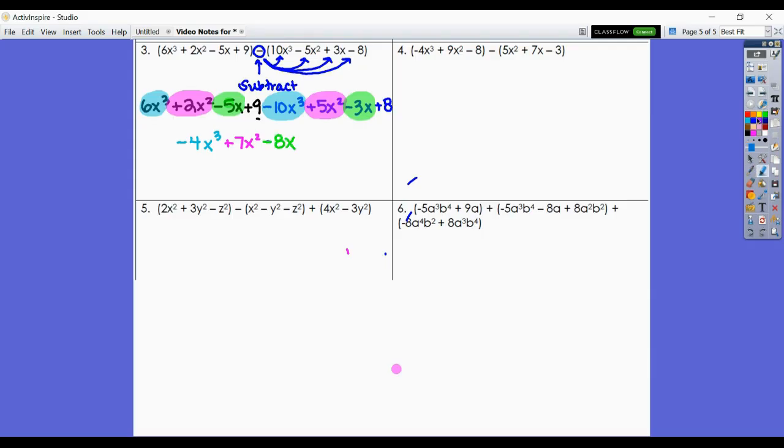Then last but not least, I have a 9 that's positive and an 8 that's positive. I go ahead and combine those. 9 plus 8 is 17. Let's try the next example, number 4.